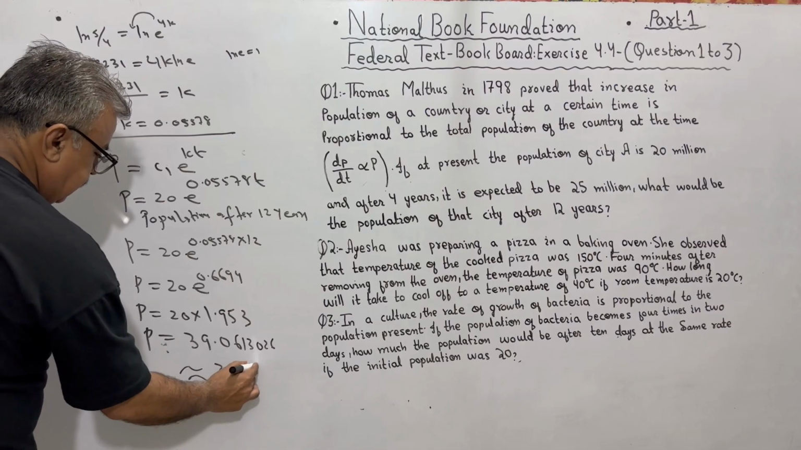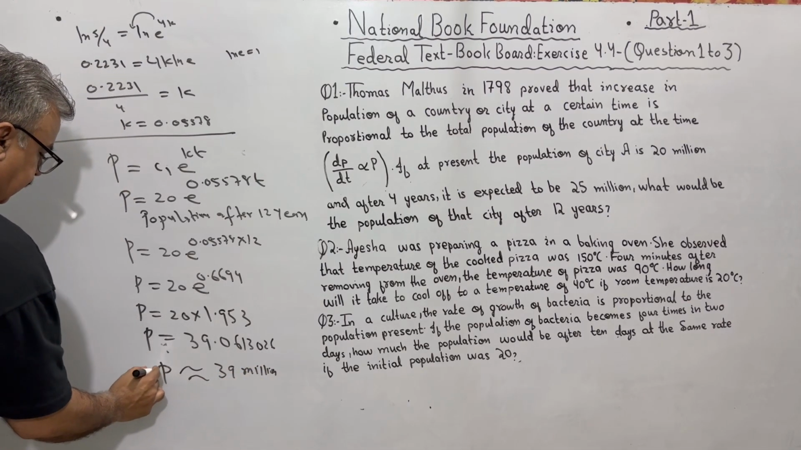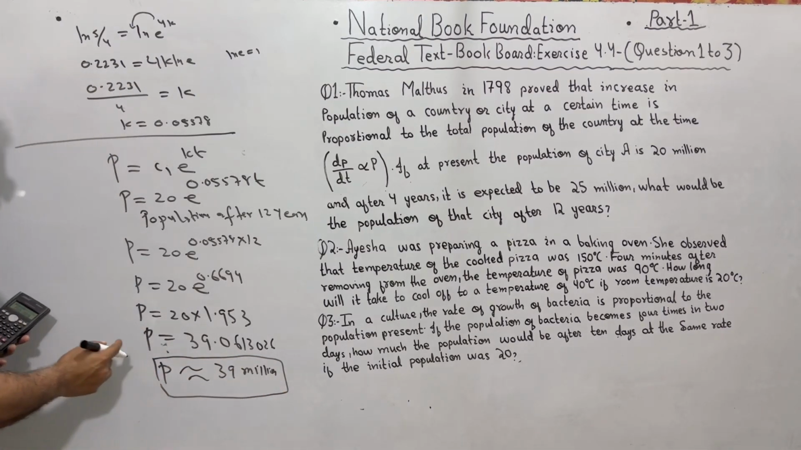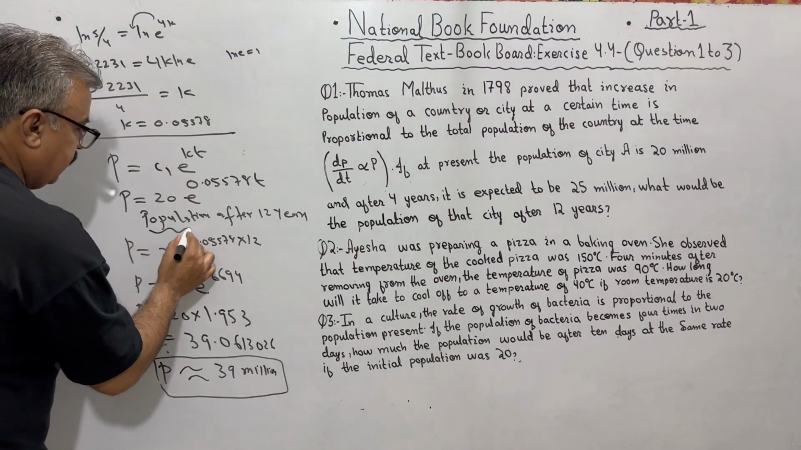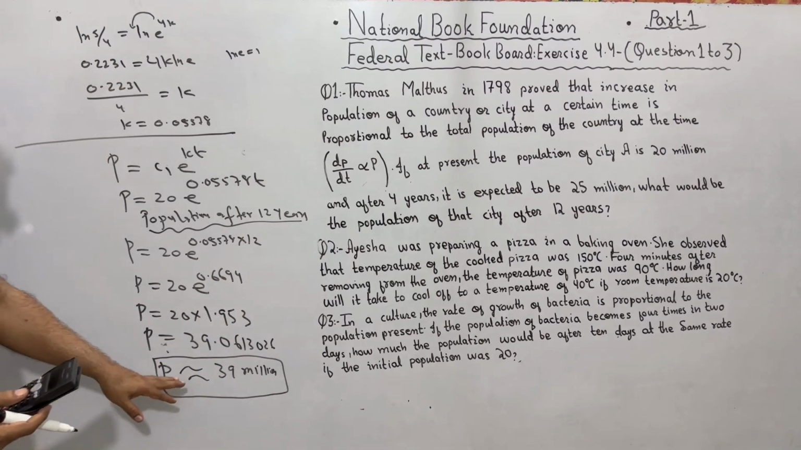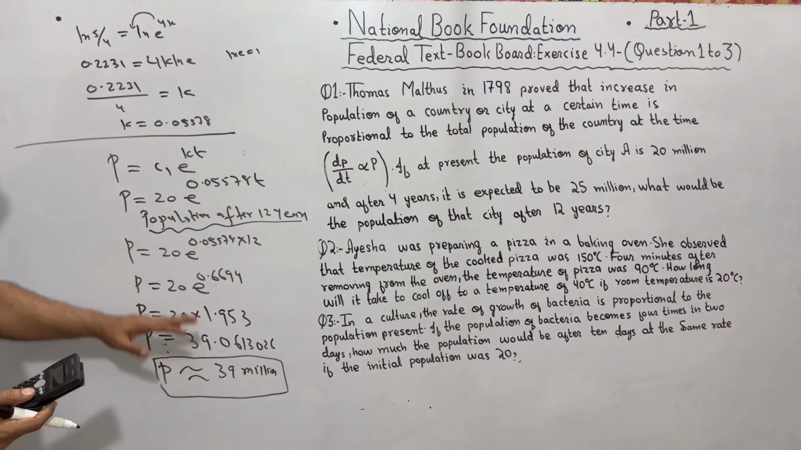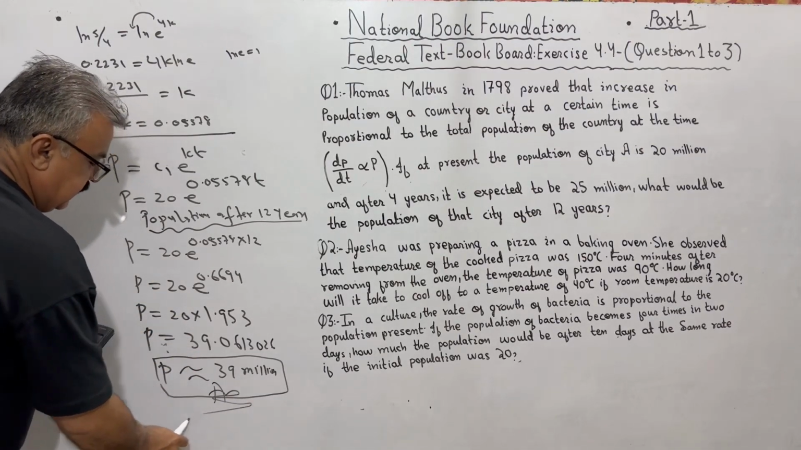Approximately 39 millions is our population after 12 years. After 12 years, our population is little more than 39 millions. It's our answer in that case.